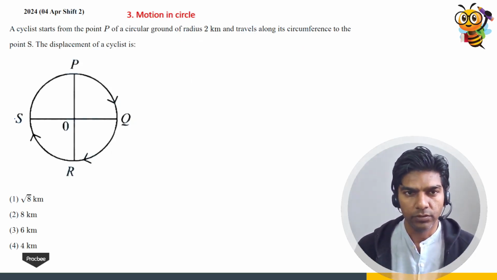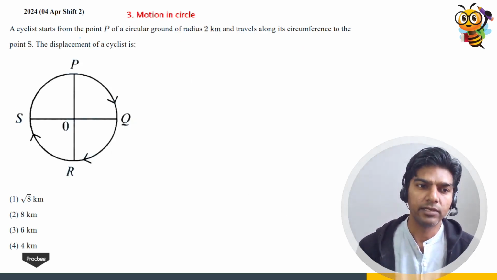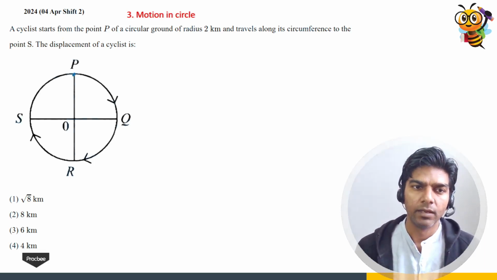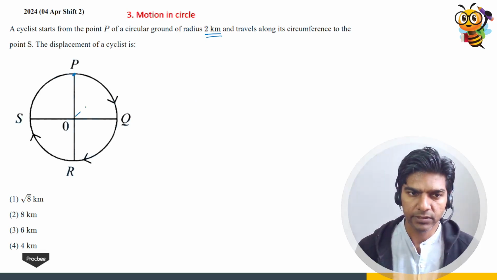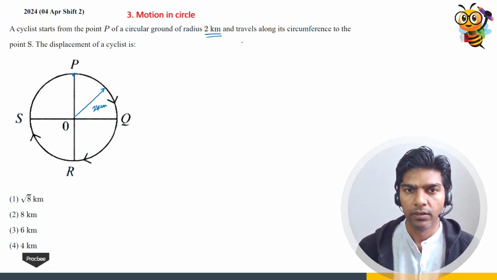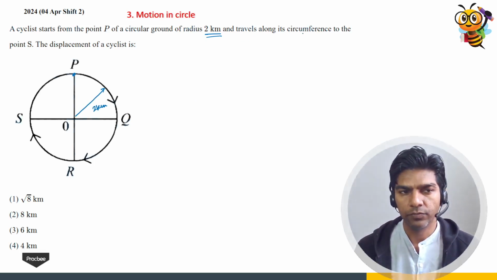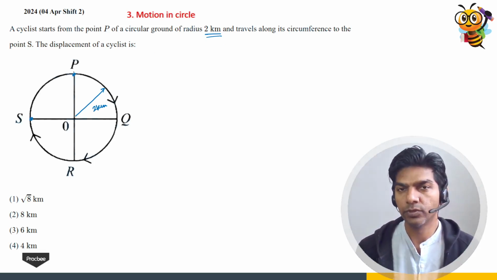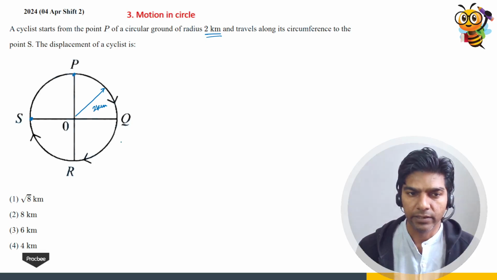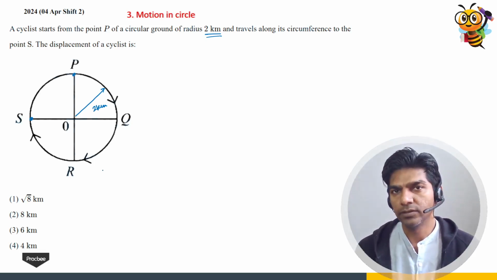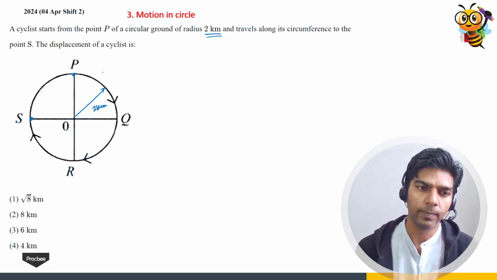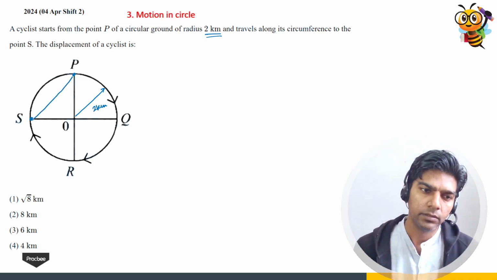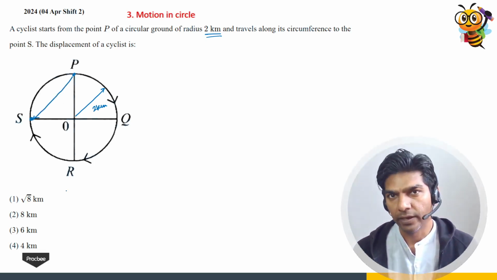Now let's see this question based on the same problem type. A cyclist starts from the point P of a circular ground of radius 2 kilometers. So the radius is given as 2 kilometers. And it travels along its circumference to the point S. So it is going in the clockwise direction and reaches S from the point P. And we have to find the displacement. We know the displacement is the shortest distance between the initial and the final position. So this will be the displacement. And we have to find the magnitude of the displacement.